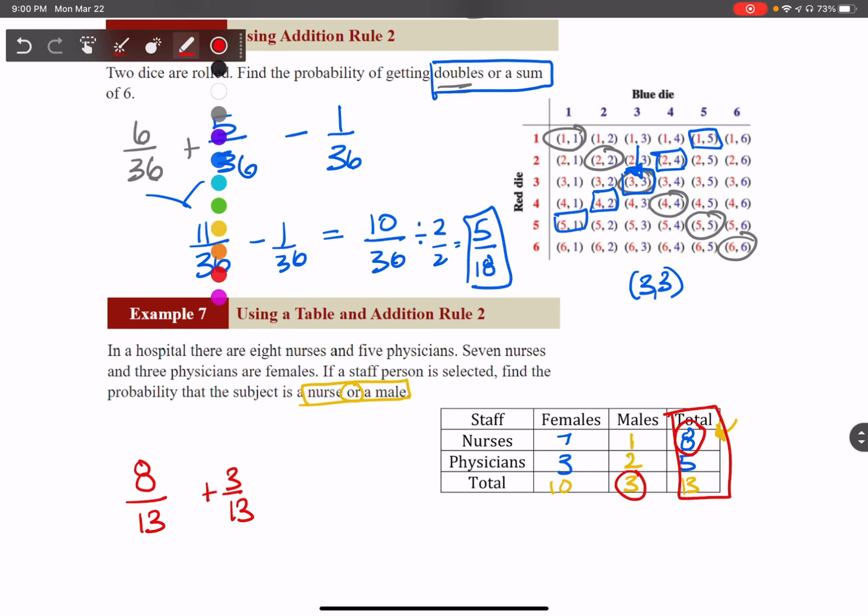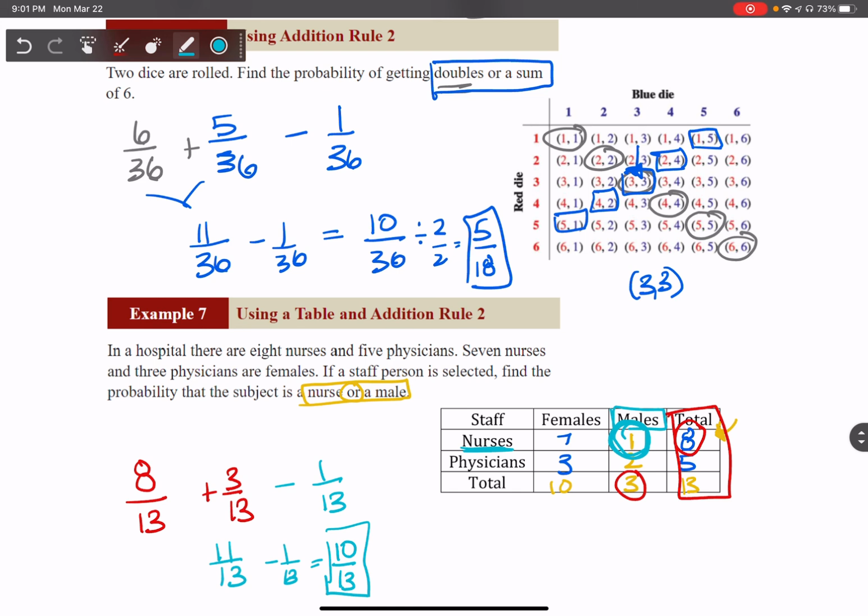And then we want to see where it is a nurse and a male, which is here. Nurse and male, and that's that 1. Do the math. 11 out of 13 minus 1 out of 13 equals 10 out of 13. Okay, so the probability of being a nurse or a male is 10 out of 13.